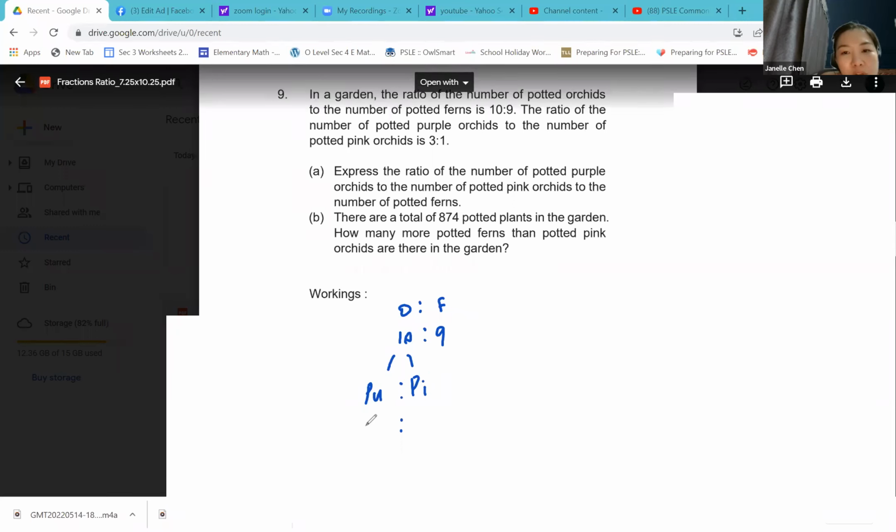So in this case, we have purple to pink as 3:1, and then the total is equal to 4. Note that I find the total without them saying that I need to find the total. The reason is that before I actually started the question, I already mentioned: always find the constant.